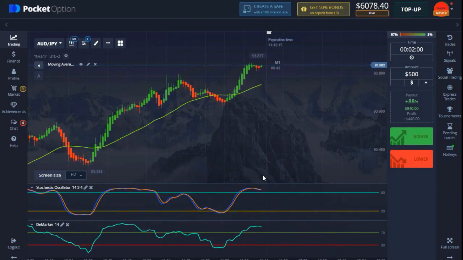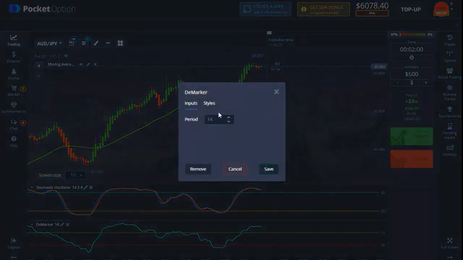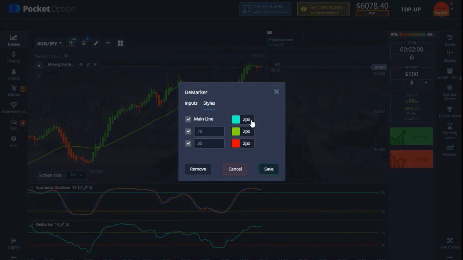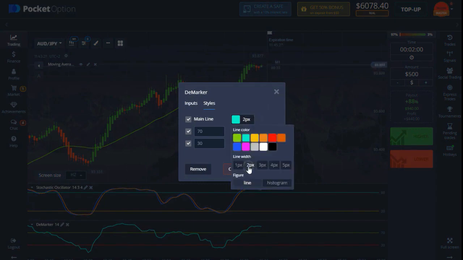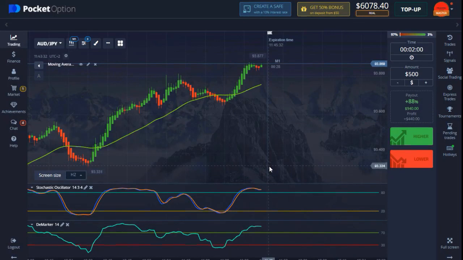The last indicator I use is called DeMarker, with a period of 14. On the style, I just change the thickness of the line to 2 pixels. When you're done, you hit save. So that's pretty much how to set up the strategy.